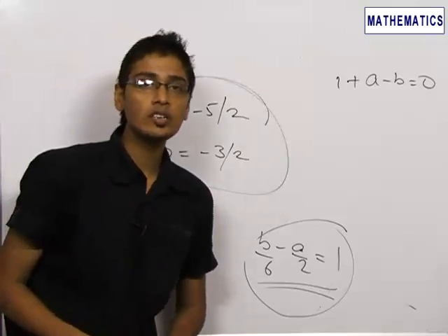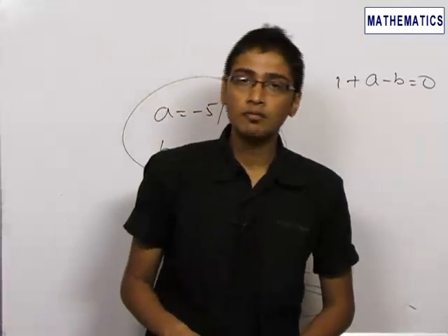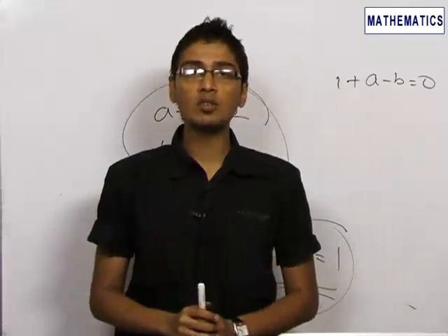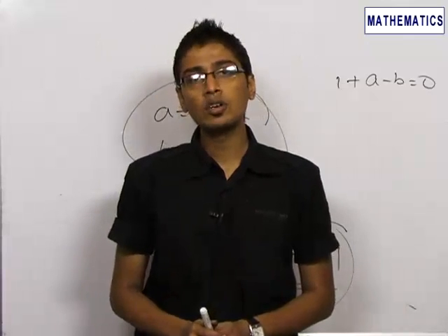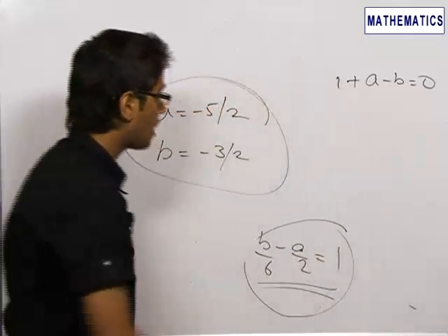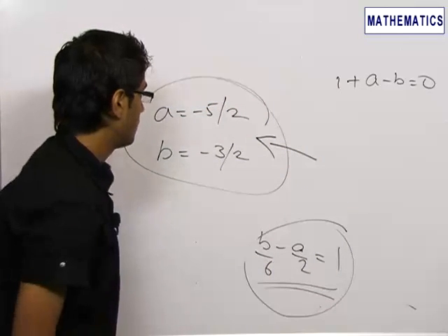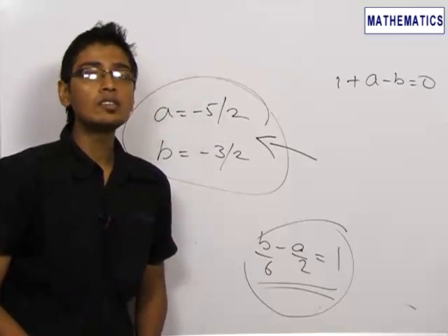So here in this question, we saw two approaches. The first approach was to use the expansions of sin x and cos x, and the second approach was the L'Hopital's rule. And we got the final answer as a equals minus 5 by 2 and b equals minus 3 by 2.